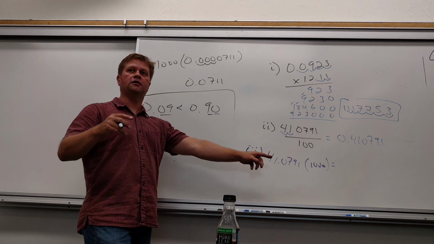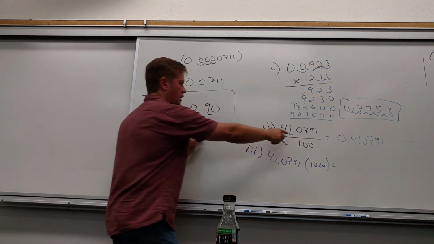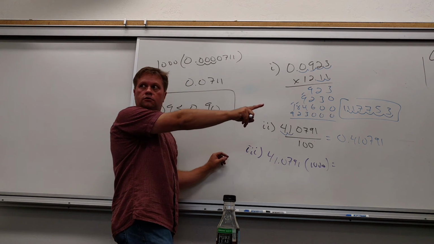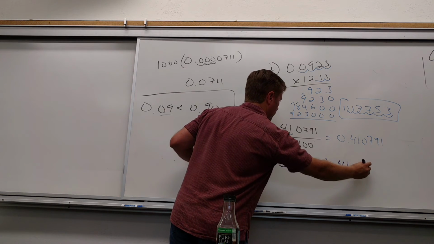I'm multiplying by a multiple of 10, so now it gets bigger, of course. Doesn't that make sense? If I divide, it's going to get smaller, it's got to go that way. If I multiply, it's got to get bigger, it's got to go that way. So 1, 2, 3, so it'll be 41,079.1.